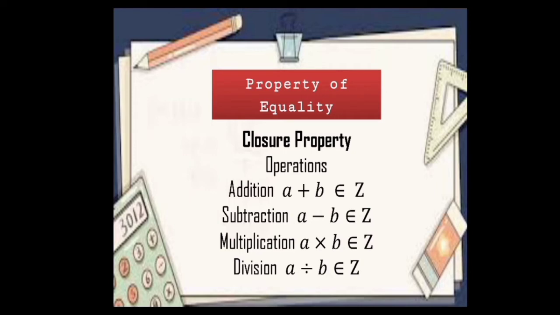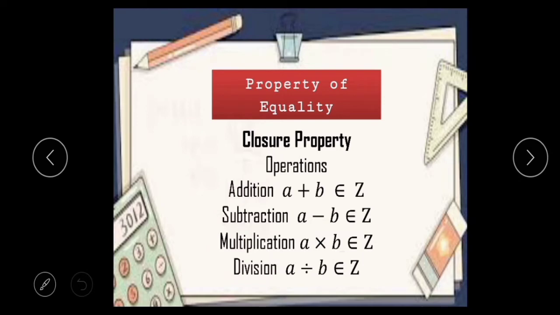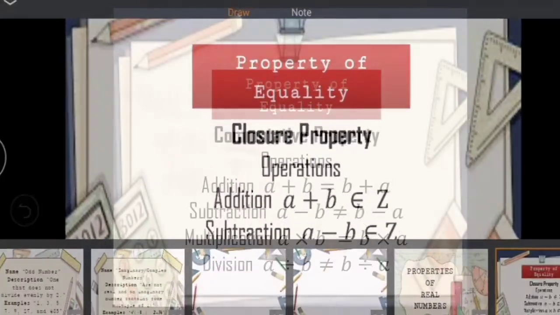And I made a mistake putting this text. The division, A divided by B, is not an element of integers. That's it.